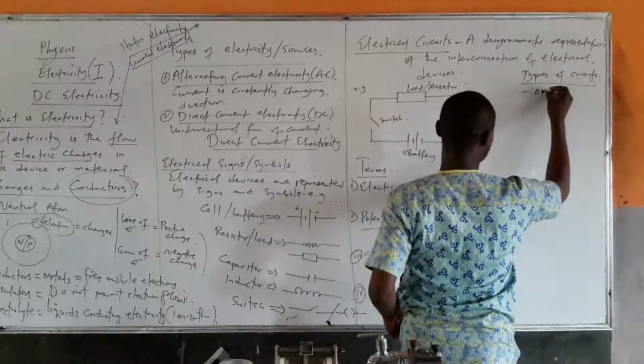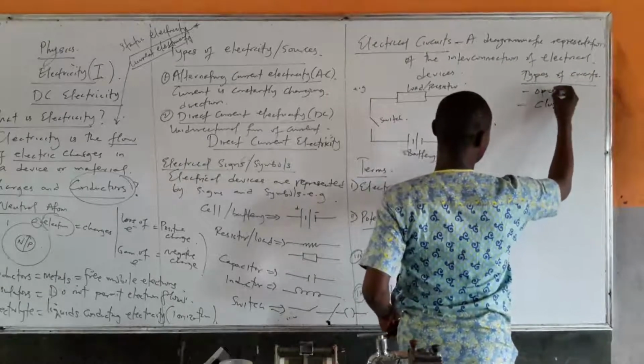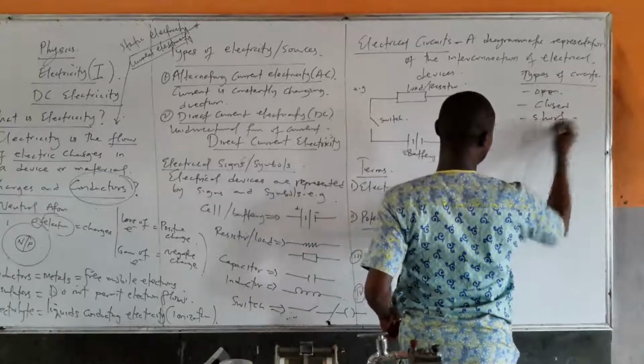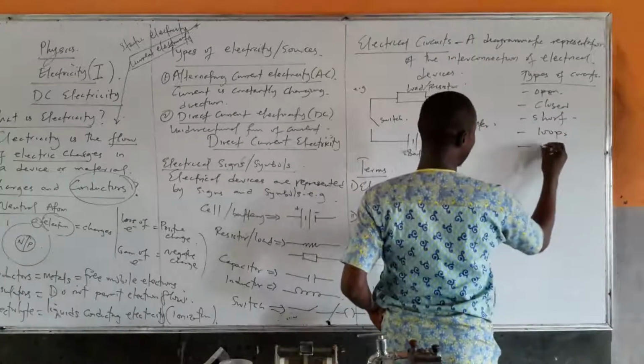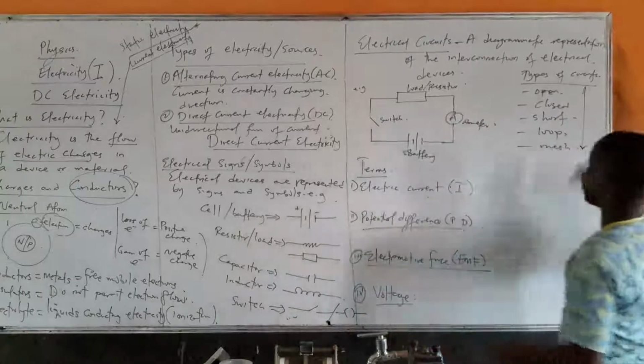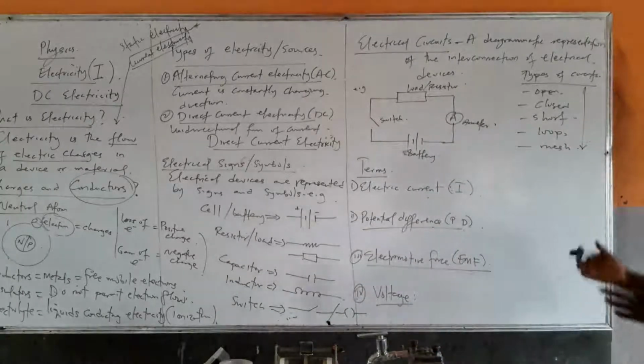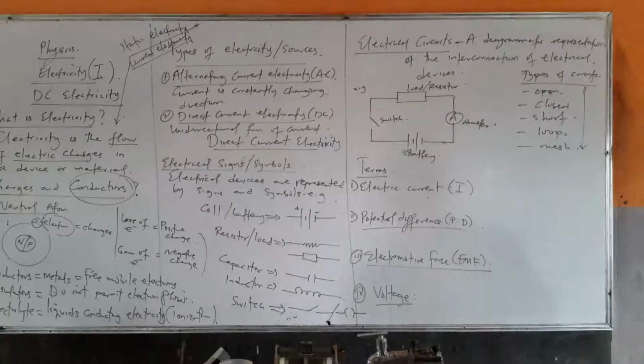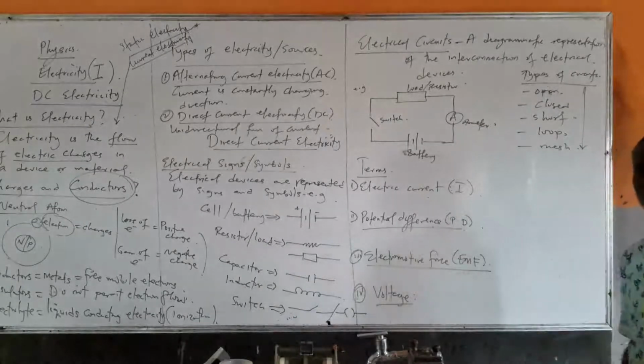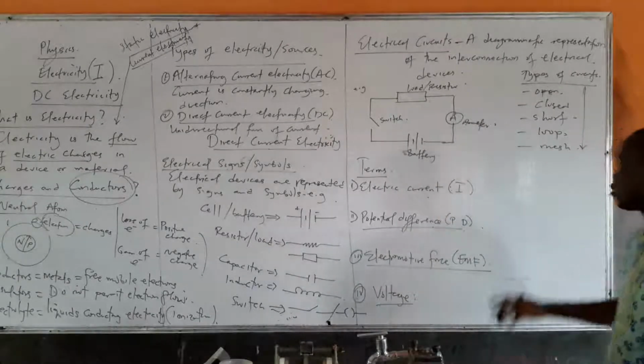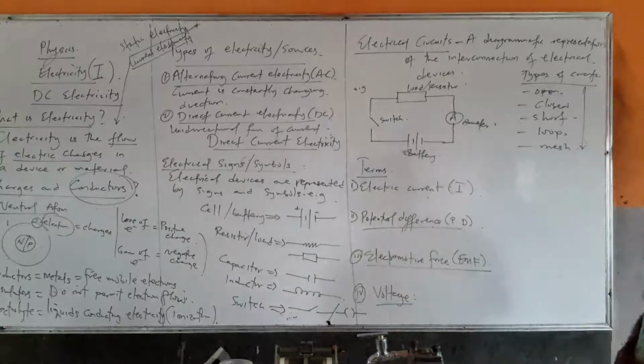Types of circuits: you have open circuits, you have closed circuits, you have short circuits, you have loop, and you have mesh. All these are various categories of circuits which you can check for the meaning and learn more about circuits. Of course, during the analysis of current electricity, I'll still take you through all the circuits and their meaning.